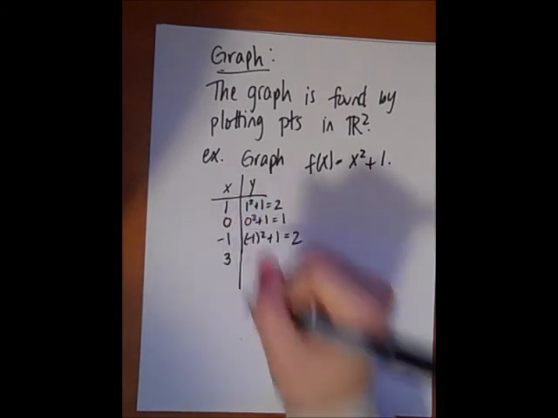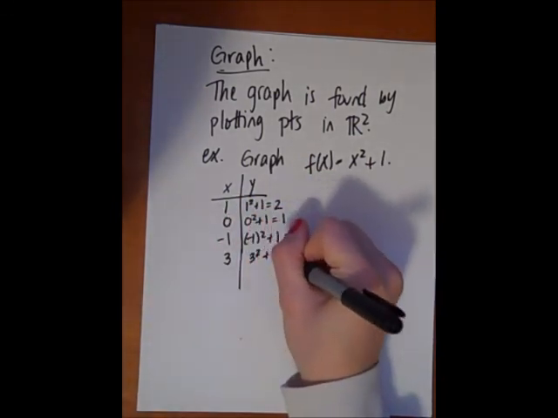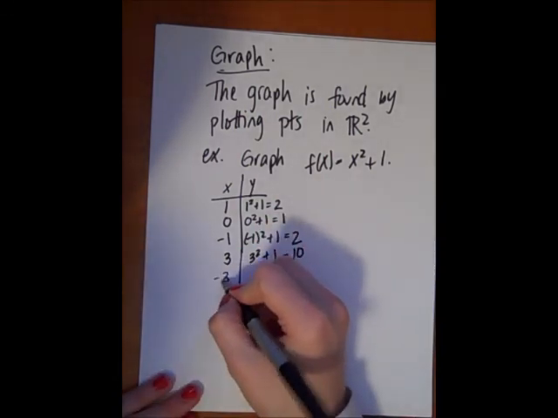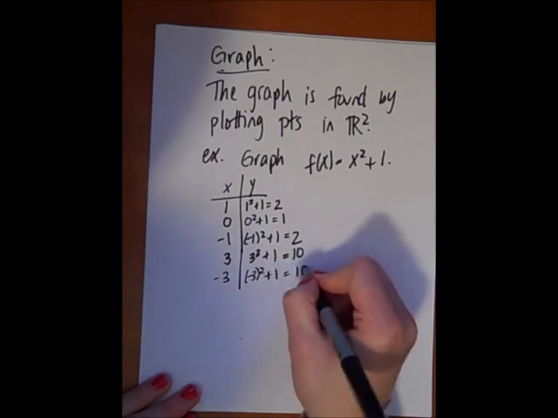How about 3? Let's see. 3 squared plus 1. That's 9 plus 1, so 10. And then lastly, how about negative 3? That'll give me negative 3 squared plus 1, also 10.